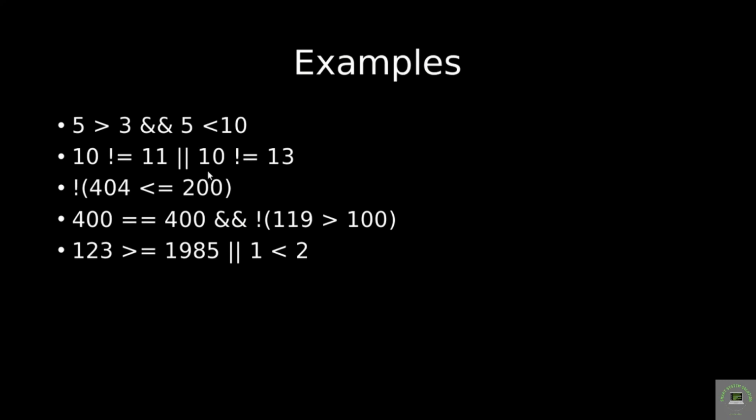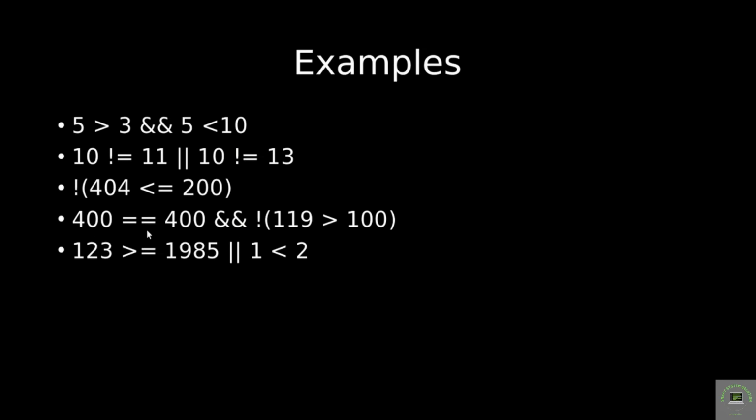Third example, we have a bracket 404 less than or equal to 200. 404 is neither less than 200 nor equal to 200. Therefore, the expression inside the bracket is simplified to false. The NOT operator changes the value of false to true. Therefore, the final answer is true. 404 less than 200 gives us false. 404 equal to 200 also gives us false. Therefore, this is false, which is reverted to true by this NOT operator.